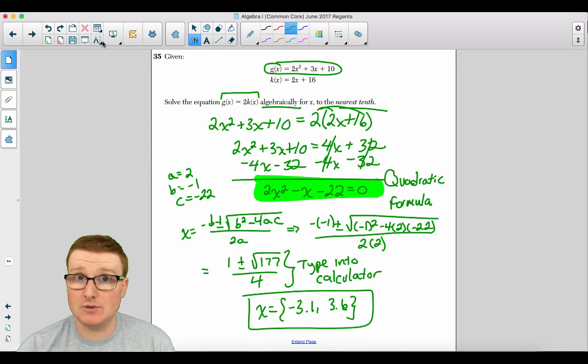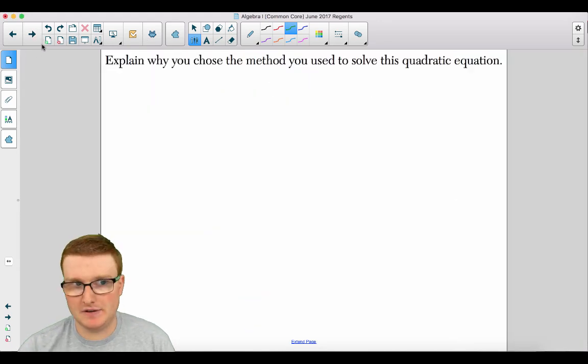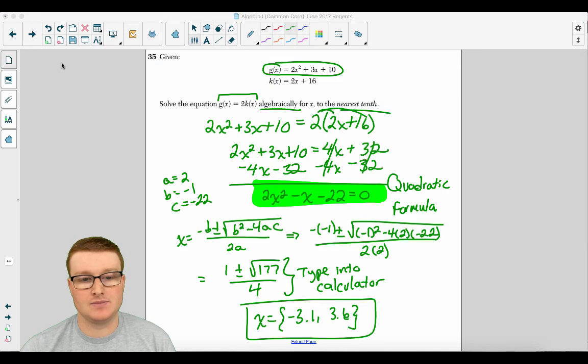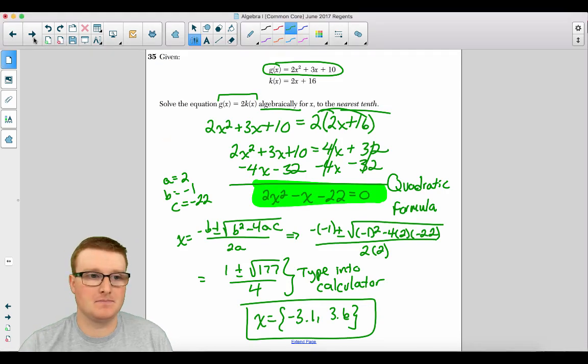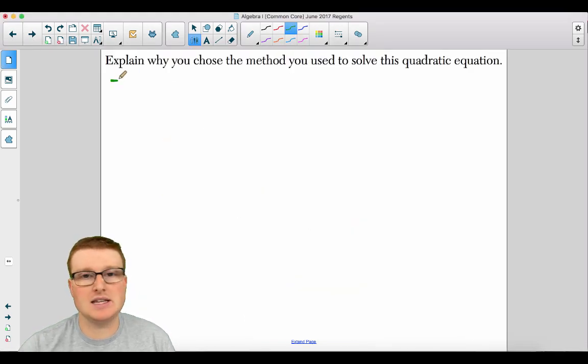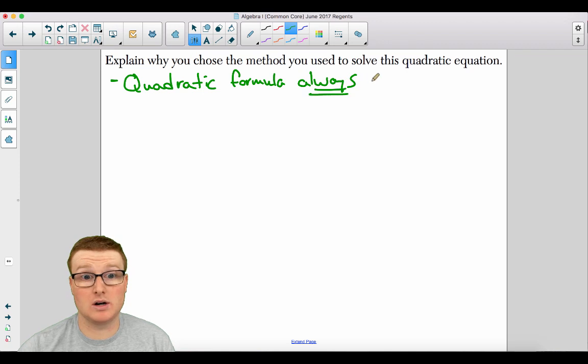Okay, not too bad of a question. Then it asks for a follow-up. Explain why you chose the method you used to solve this quadratic equation. Okay, so we used a quadratic formula, right? So there's a really easy answer that you could use, or there's like my complicated answer. So you could say one of the following. You could say that the quadratic formula always works, literally always works, for a quadratic equation.